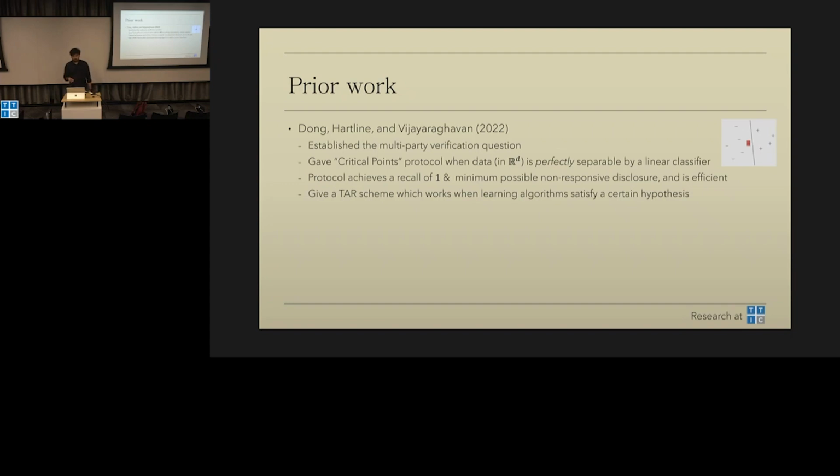There's a certain hypothesis they need in which they can actually make this technology assisted review scheme have the recall and non-responsive disclosure property. So I'm a bit confused. For a linear classifier in R^d, can you bound the minimum possible non-responsive disclosure, or is it instance dependent? It's just that it's instance optimal.